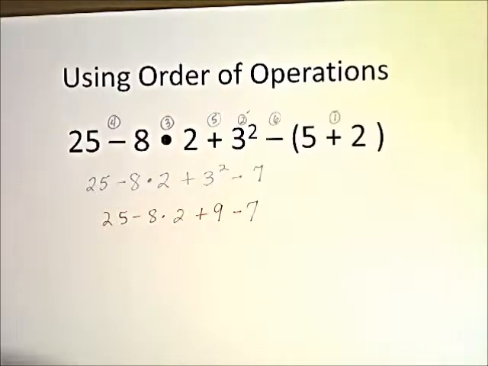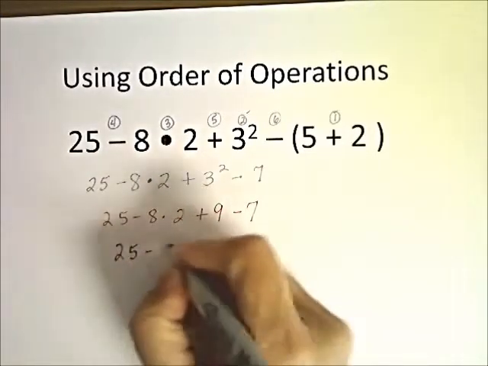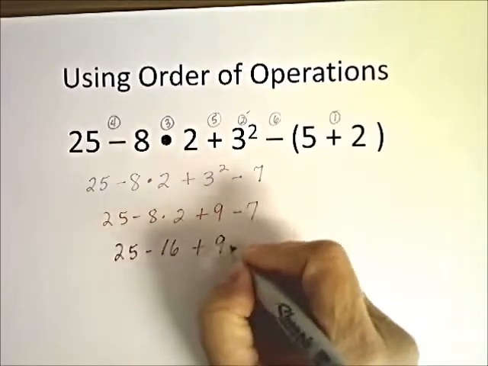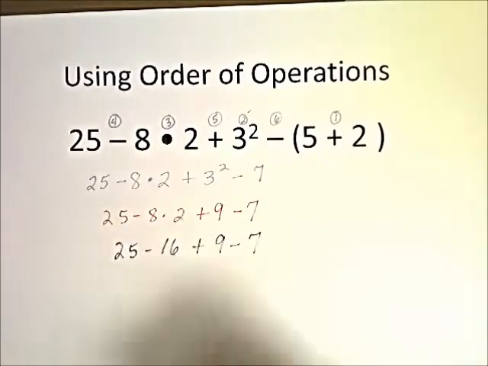Now let's look at step 3. Step 3 was the multiplication right here of 8 times 2. So we have 25 minus 16 plus 9 minus 7. And how did I get that 16? Well, 8 times 2 is 16. And you know that.